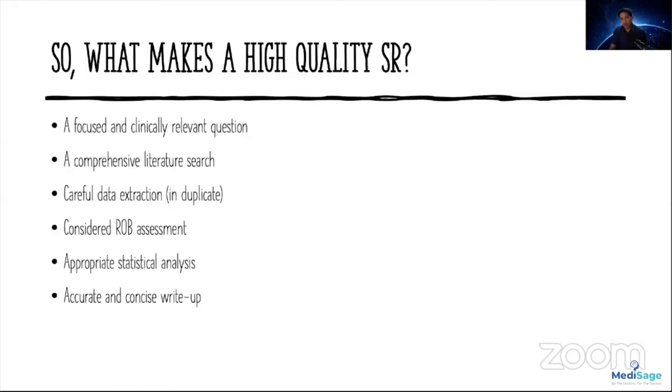So what is it that makes a high quality systematic review? Well, in summary, I think basically it boils down to these few things: a focused and clinically relevant question for your review, a comprehensive literature search carried out, careful data extraction done in duplicate by at least two reviewers, a considered risk of bias assessment, which is thoroughly conducted, appropriate statistical analysis, and an accurate and concise write-up.